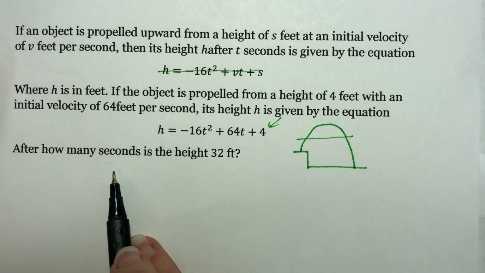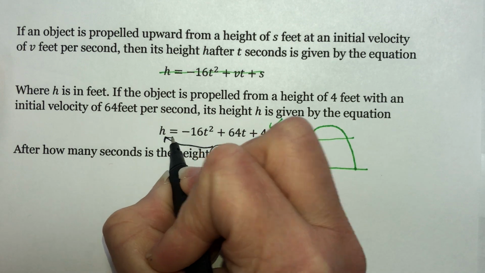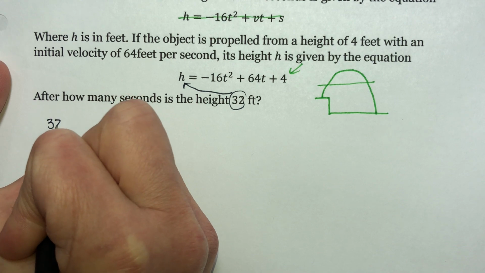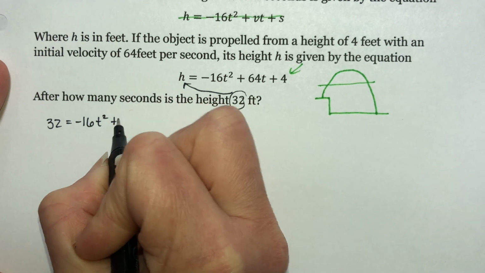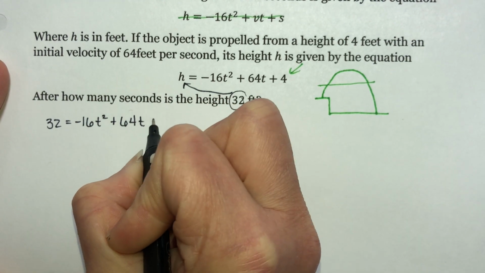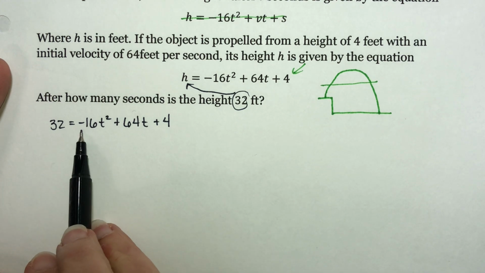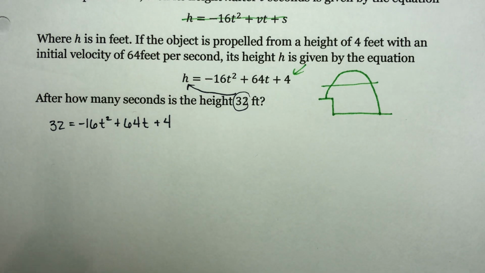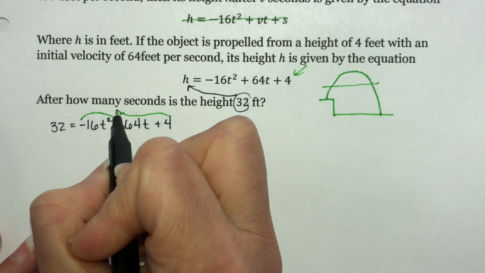All right, after how many seconds is the height 32 feet? So I'm going to take 32 and I'm going to plug it in right there. So that gives me 32 is equal to negative 16 t squared plus 64 t plus 4. Okay, now we really want our first number to be positive because we're going to have to factor this, and we need a 0. So even though it's going to be kind of ugly, I'm going to take all 3 of these and move them to the other side.